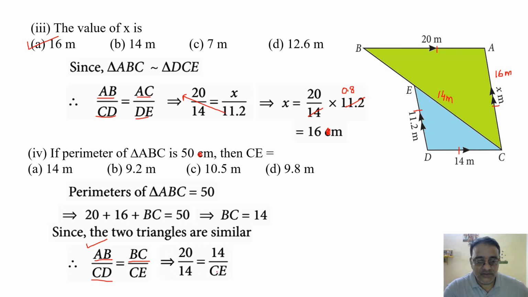So look carefully: CE comes here, 14 comes here, and 20 also comes over here. Right? So we can cancel 14 by 10. So 98 by 10, that means 9.8 meter. This is meter, 9.8 meter. So the correct option is D. This is clear.